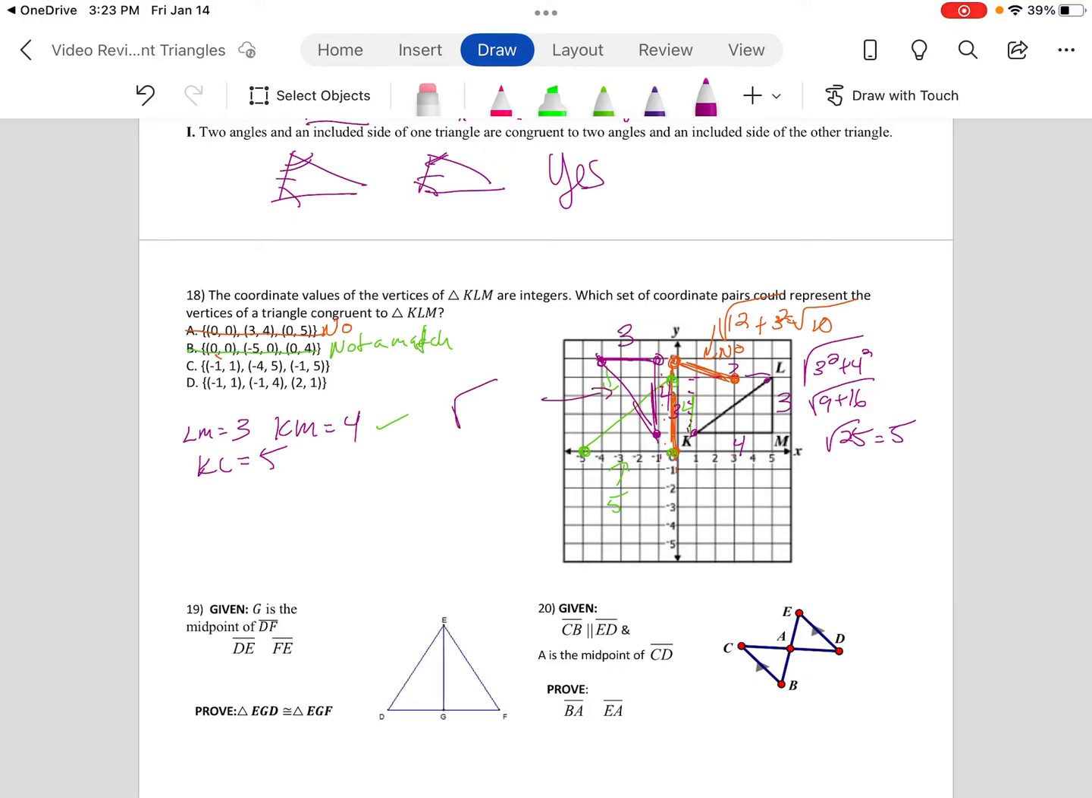Okay, that's going to be the square root of 4 squared plus 3 squared. It's going to be 16 plus 9, which is the square root of 25, which is equal to 5, which we already have here. So this one is, yes, all 3 sides are congruent.